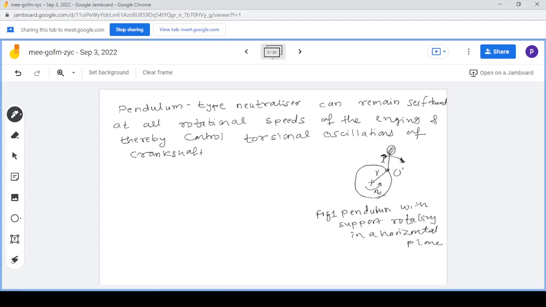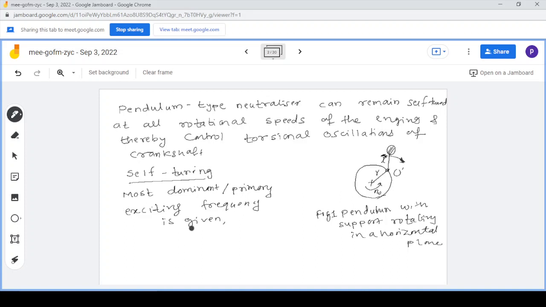Now let us first discuss what is the meaning of self-tuning. In the self-tuning, the most dominant or primary exciting frequency is given by omega equals n into n0. This is for a two stroke.